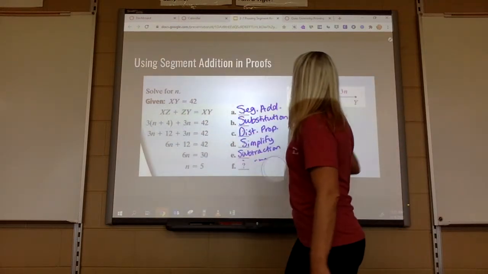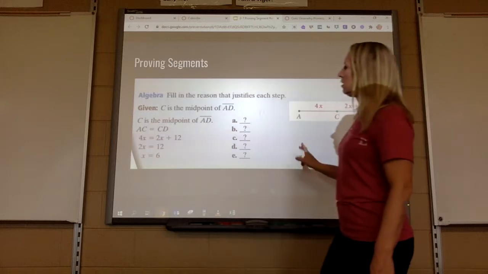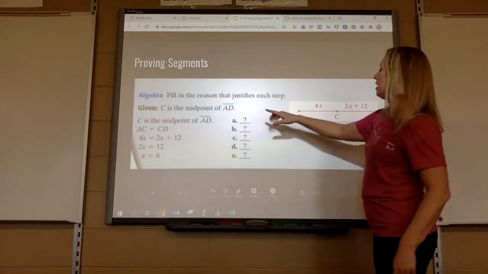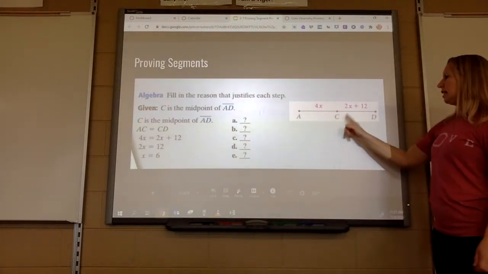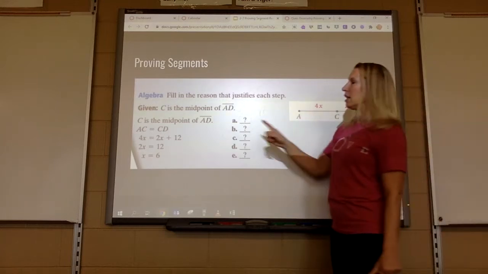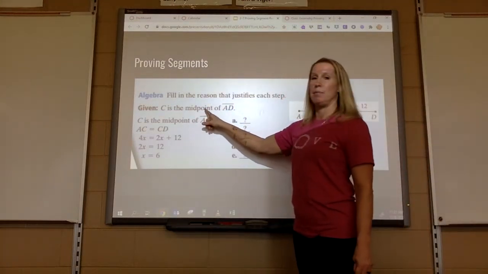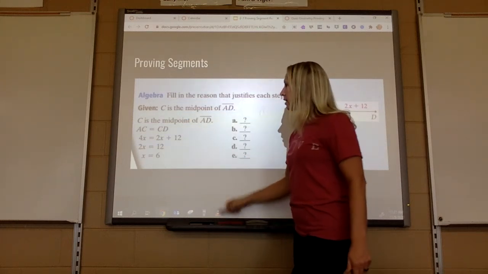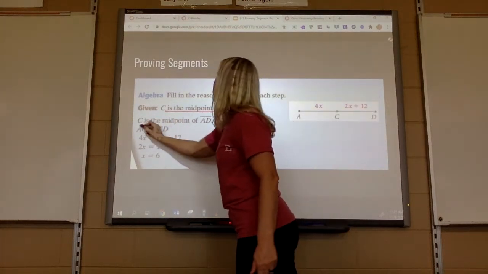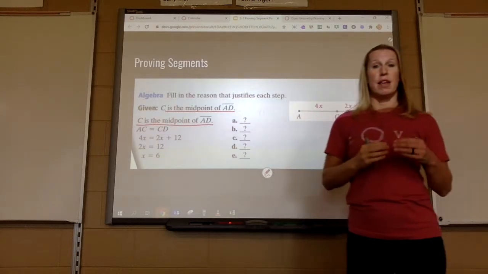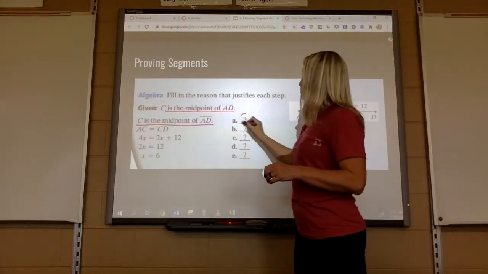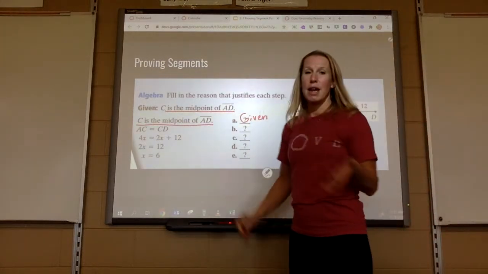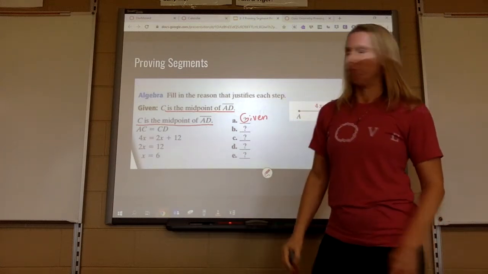I've got one more example. This one said, I have this picture. It has AC and CD, and I'm given that C is the midpoint of AD. Notice my given really does match my first line. C is the midpoint. If they match, it is given. So 99% of the time it will be given.